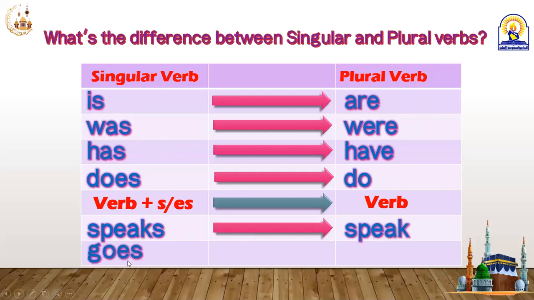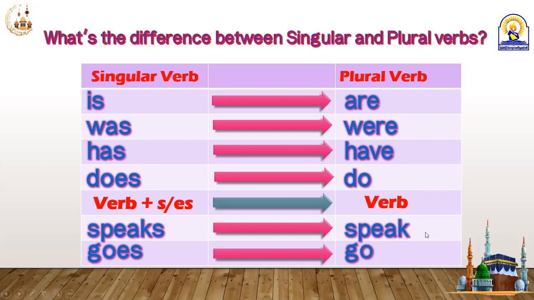Another verb plus es, goes. This is singular. It comes after he, after she, after it. The plural of goes is go. So I think this table tells you the difference between singular and plural verbs, guys. All verbs with s or es are singular and we can use them after he or she or it.